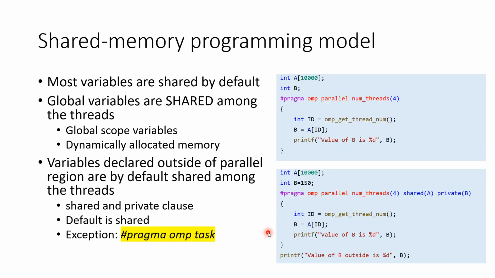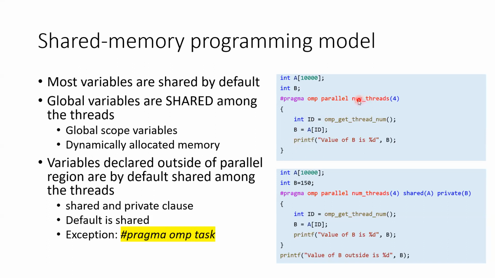So when we say that variables declared outside of a parallel region are shared among the threads, there's a difference between the master thread and the parallel threads, I'm assuming. Yes, there's a difference between master and parallel thread. Although whenever you enter the parallel region, the master thread also takes part in that.